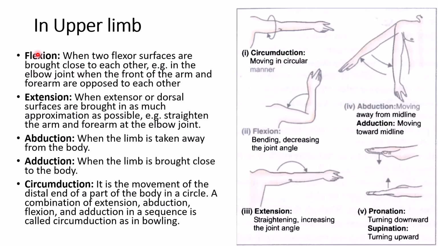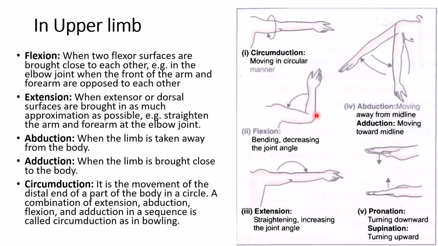Upper limb, you know, flexion is when we bring the anterior or flexor surfaces toward one another. Extension is when we increase the angle between the anterior surfaces, or you can see here when we straighten the arm and the forearm. That will be the extension. But in flexion, we have decreased the angle and we have flexed or bent it.